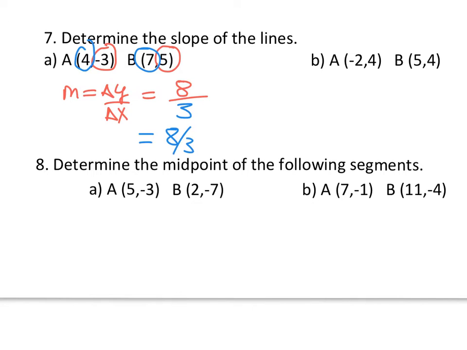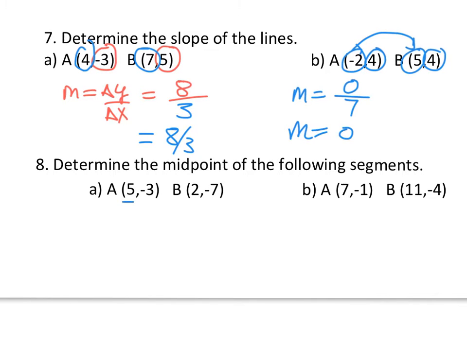In the next problem, the slope is again change in y compared with change in x. The y goes from 4 to 4, so that's 0. The x goes from negative 2 to 5, so it increases by 7, but 0 divided by 7 is 0, so that slope is 0.